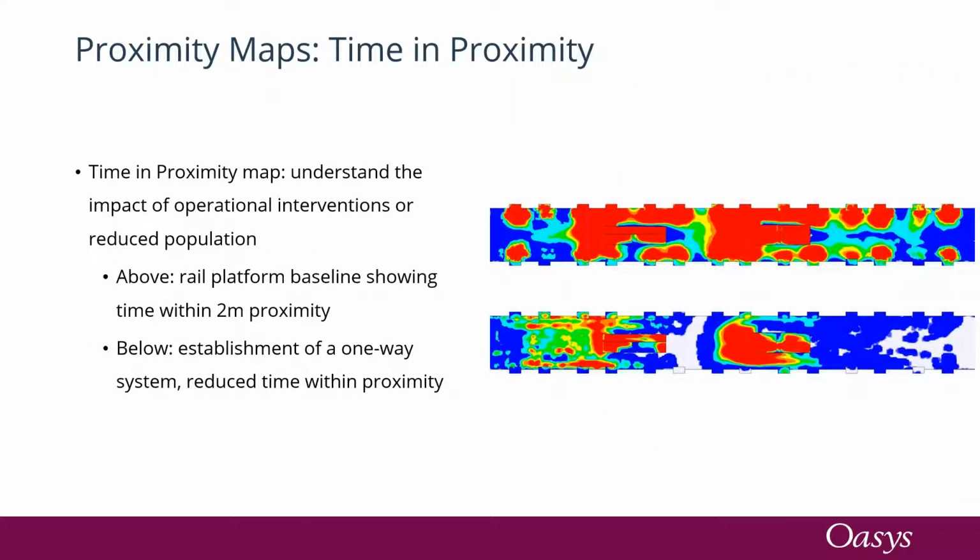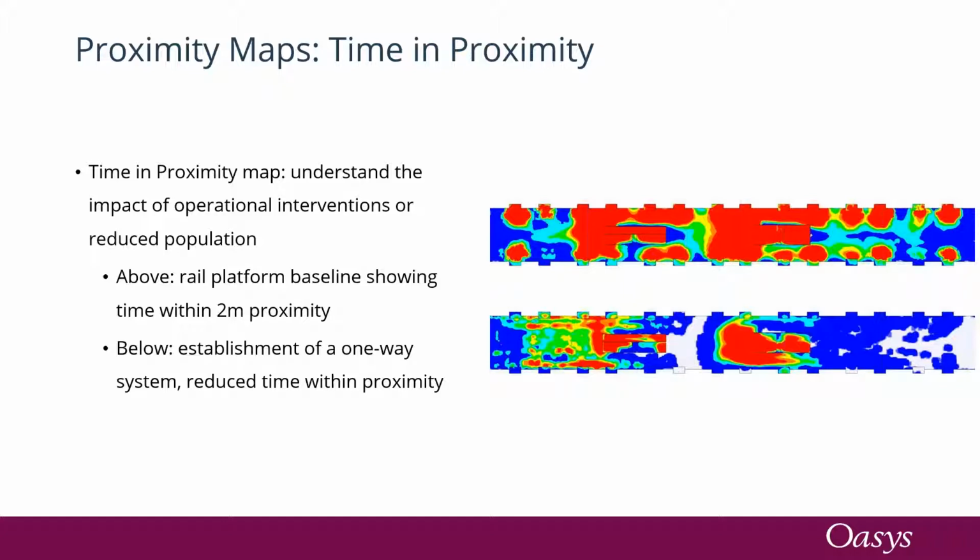And so the first one of these is a time and proximity map. And what this effectively does is lets you specify a certain distance. In this case, this is a rail station looking at time within 2 meters and time thresholds. So quickly mapping your space after you've run a simulation to say, where are the hotspots where people spend more than 5 minutes within 2 meters? So where are the areas of my space rather than numbers of my people where I have either the highest risk or the greatest opportunity for interventions?